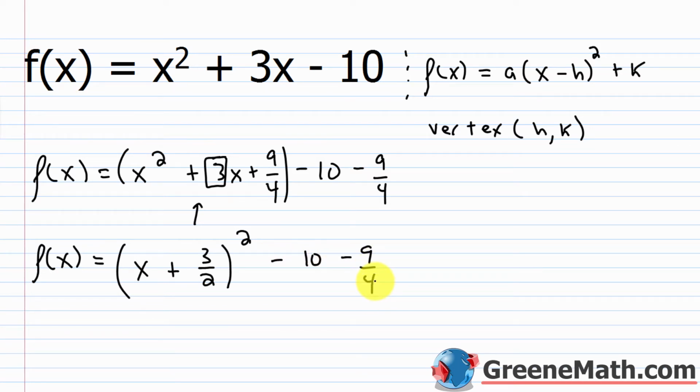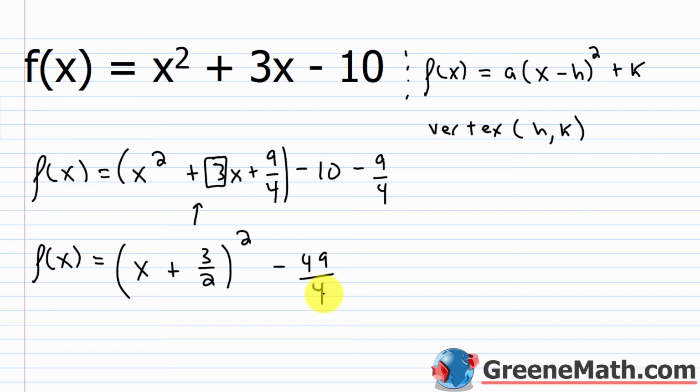Of course, I'd want to get a common denominator going. So let's put this as plus negative 10. We'll multiply this by 4 over 4. So you'd have negative 40/4. So negative 40/4 minus 9/4. So you'd end up with minus 49/4. So minus 49/4. So we have this in vertex form.